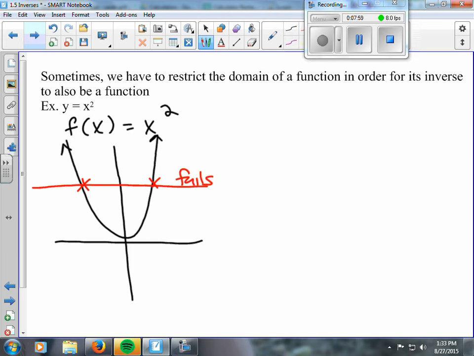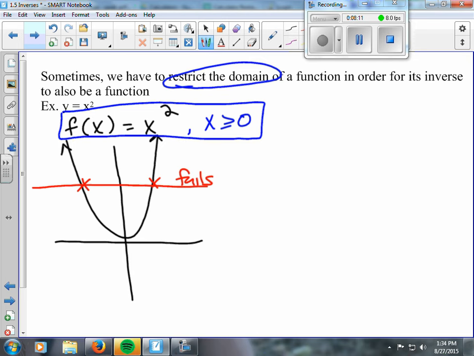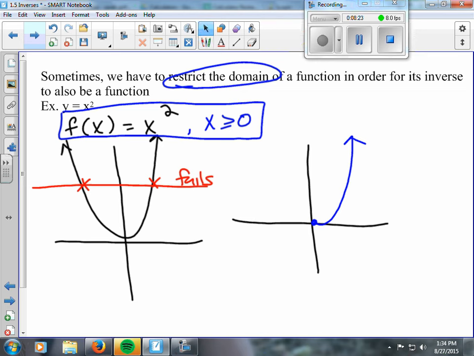Okay, so how can I make this so that I pass the horizontal line test? Well, I restrict the domain. Okay, so I don't let f be just the function x squared. It's only x squared if x is greater than or equal to 0. And so in this new definition, f of x equals x squared for x only greater than or equal to 0, now when you graph this, we only get the right half of the parabola. And now when you graph the inverse, let me just give you a couple of points here. So we get 0, 0, 1, 1, 2, 4, 3, 9, right?